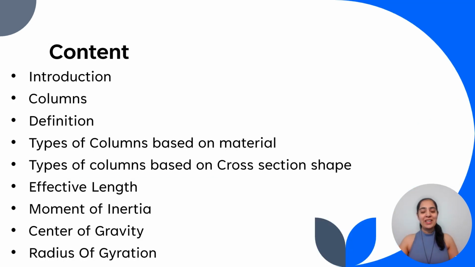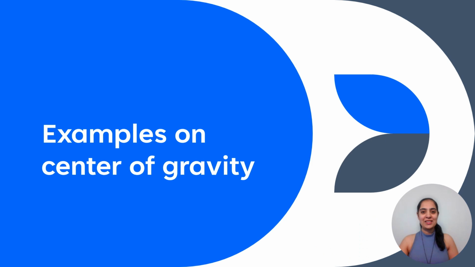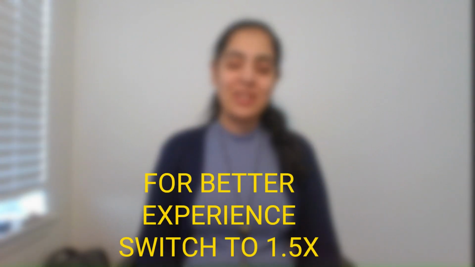So, we are studying different concepts related to columns. The list is this. Examples on center of gravity. Center of gravity is the geometric center at which the whole weight of the body is assumed to be concentrated. So, for a uniform rod which has uniform density, its geometric center is exactly equal to its center of gravity.